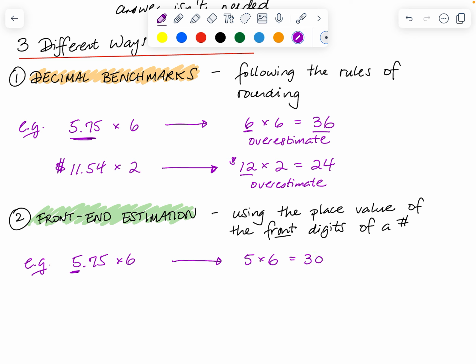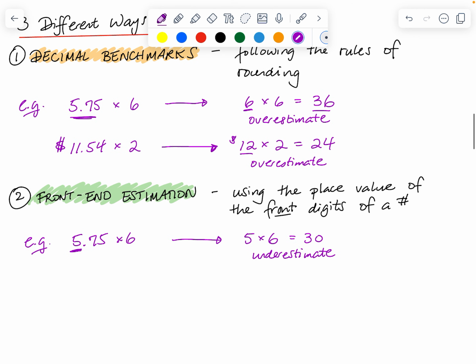Okay, so we know that's going to be an underestimate because we've taken just the 5. It's not necessarily rounding down, but we know that our actual answer will be over 30 because we're not using the digits after the decimal. Okay, so front-end estimation does not typically follow the rules of rounding. You could have overlap. You could have a decimal benchmark and front-end estimation, say if the first digit after the decimal in the tenth spot was 4 and below.